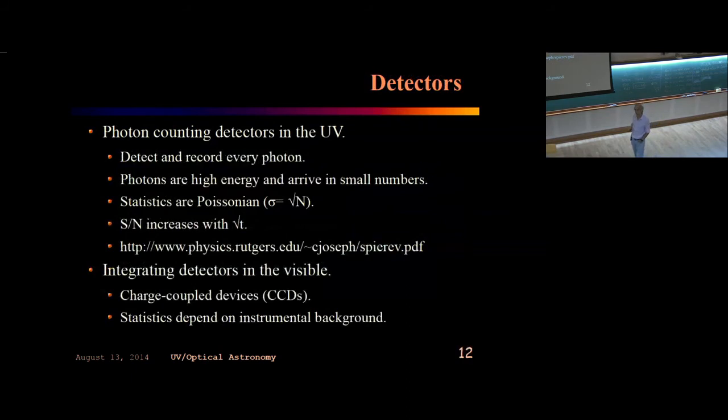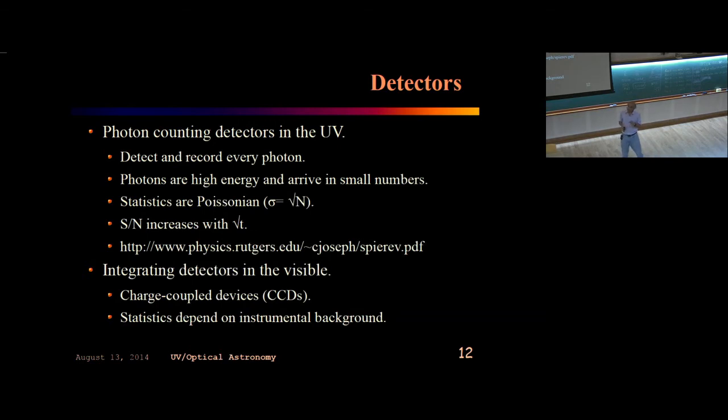Now the detectors that we use in the UV, we take advantage of the fact that we have macho photons. Every photon has a lot of energy. Because it's the UV, as you get to shorter and shorter wavelengths, you also have fewer and fewer photons. Fewer and fewer photons, but each photon has more energy. Energy is hc over lambda, h nu. So more and more energy. So we have a few photons, but very energetic photons.